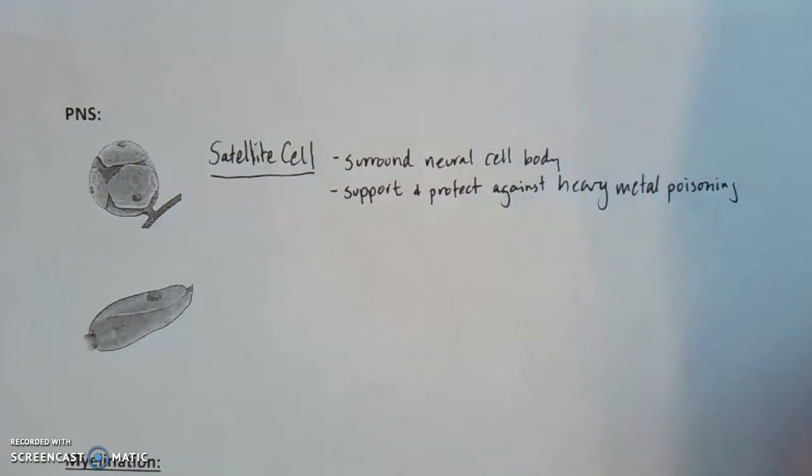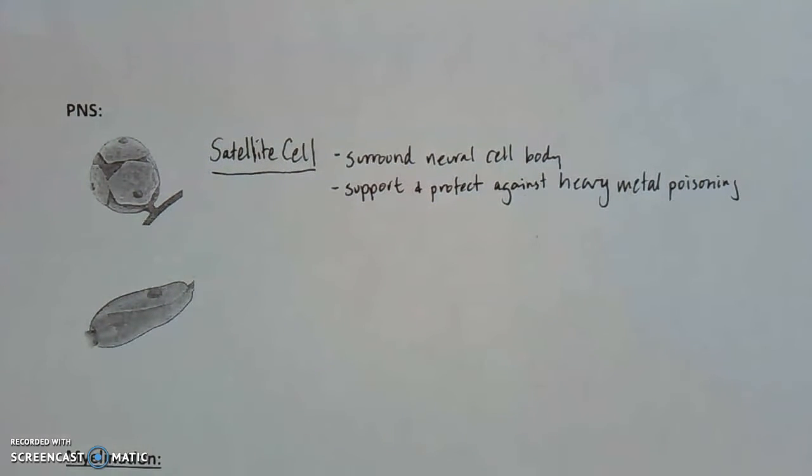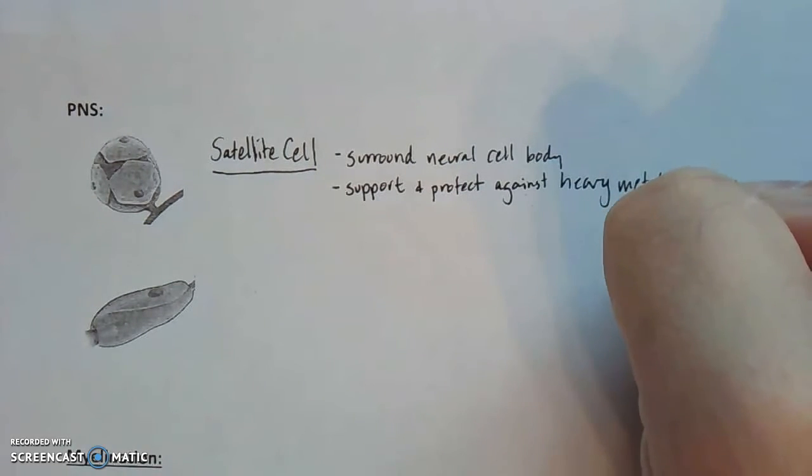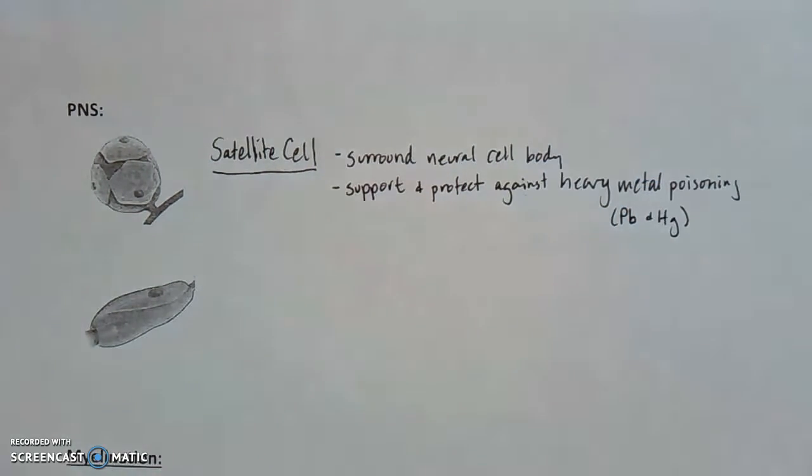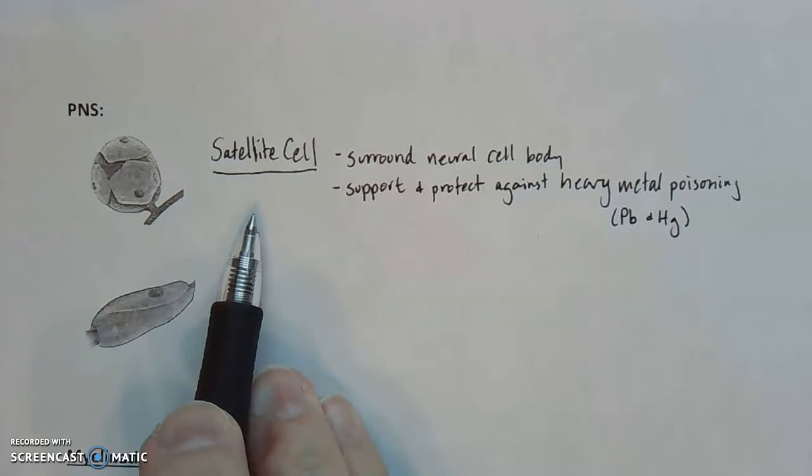Now, that's not referring to any kind of music. This is heavy metals like lead and mercury. Lead and mercury are two elements that can affect the peripheral nervous system and the central nervous system, and they accumulate in your body and they cause developmental delays, and they can cause a lot of mental issues with the nervous system. So those are satellite cells.